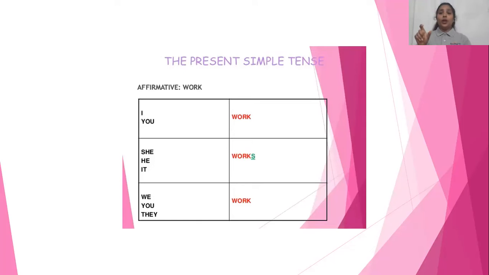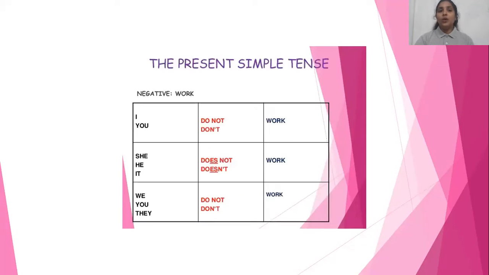Okay, action word ki verb ki s add chestamu. So he works, she works or it works. Okay, and the third form is we work, you work, they work. That is the affirmative form of the word work. Okay, now let us look at the negative form of the word work.